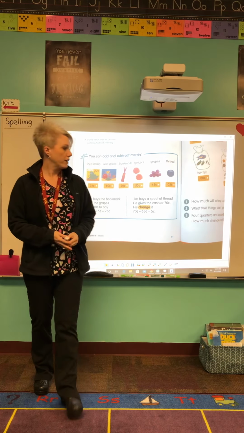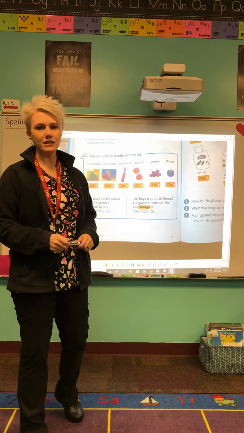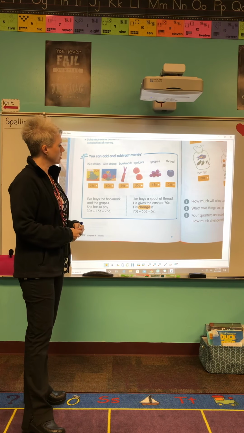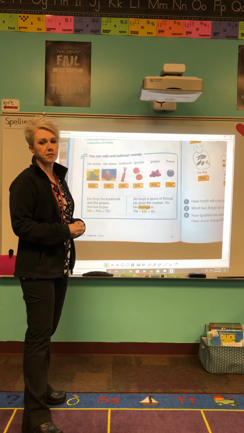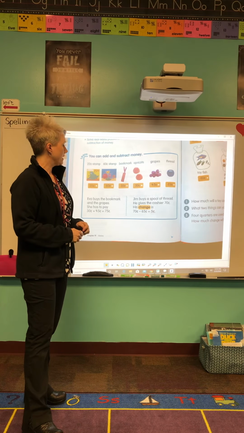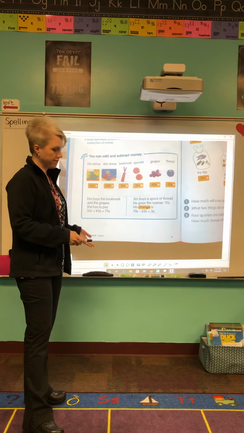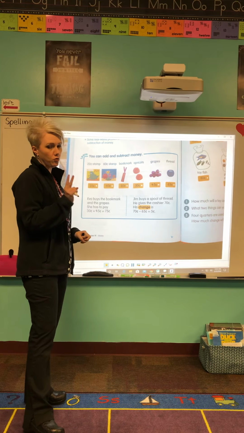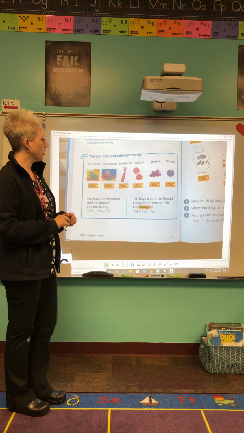Hey guys, we are on Math Day 8, which means it is Thursday. And today we are still working with money and adding and subtracting. We did adding yesterday, so today we're going to do subtracting. And our book teaches us two ways to subtract. So we're going to go over both ways.